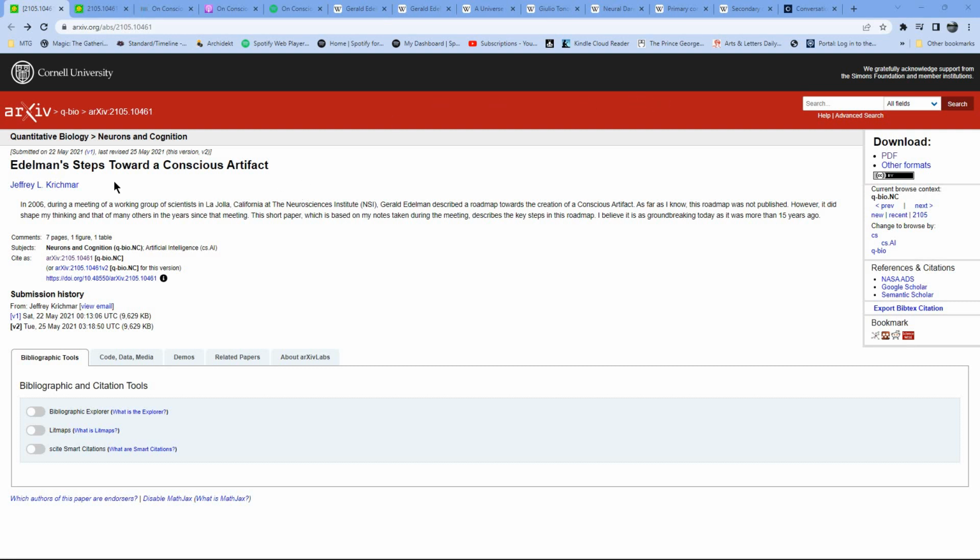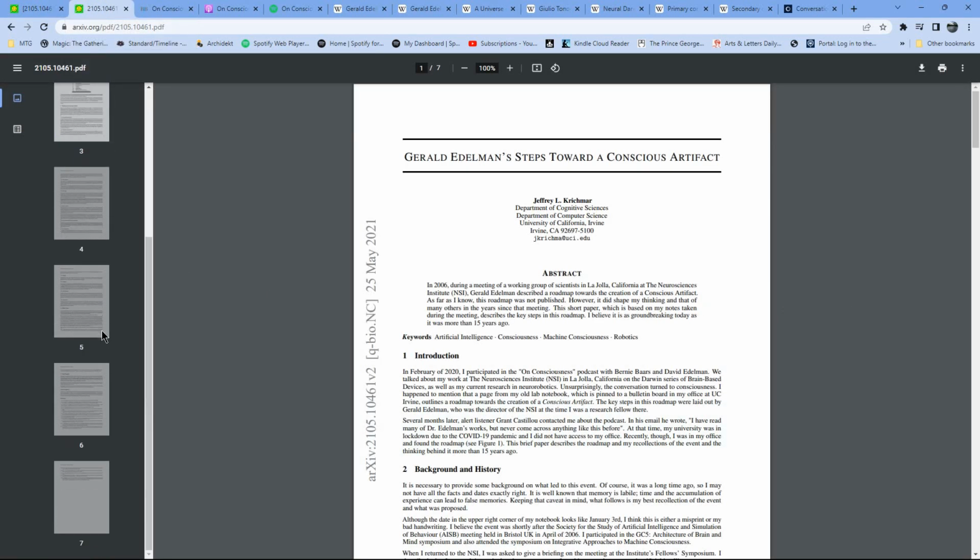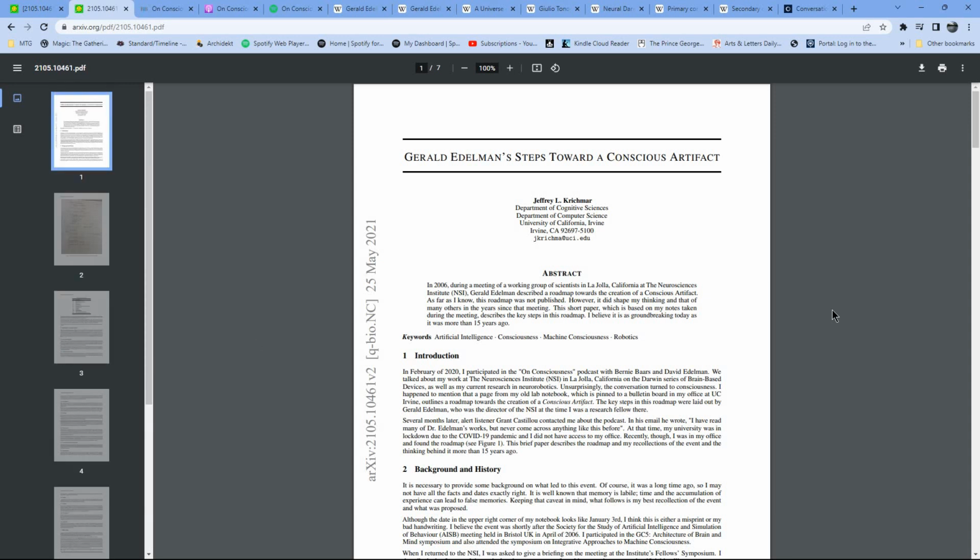So the original poster's comment had a link to this paper, Edelman's Steps Towards a Conscious Artifact. I thought it would be interesting in this episode to riff around some of the things covered or opened up in this paper, but also some of the areas that were covered in the original comment. So here's the paper. It's a fairly short paper, 7 pages long.